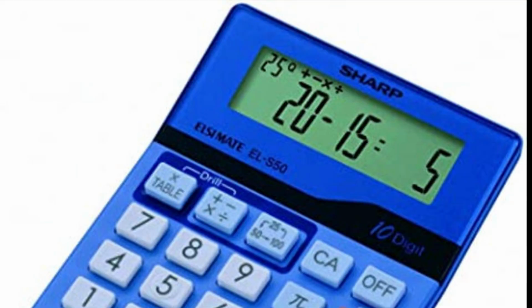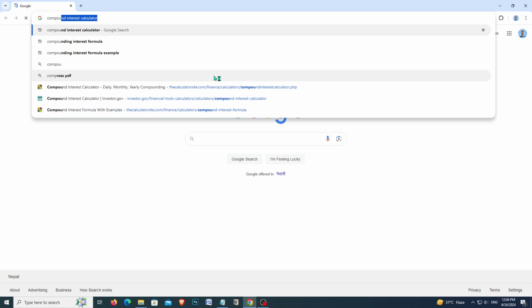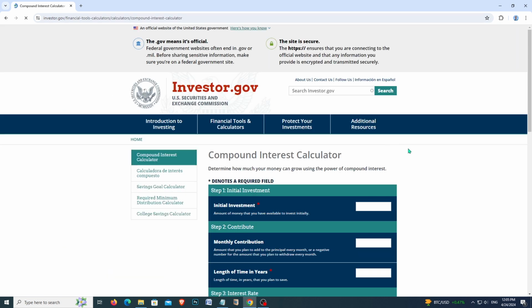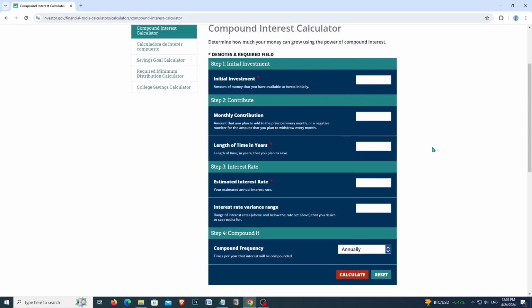Now let's see how a compound interest calculator works. First of all, open a browser and type compound interest calculator. Then open the first link of investor.gov. Here we can calculate the power of compounding. Now, initial investment $20,000, monthly contribution 0, length of time in years 20.